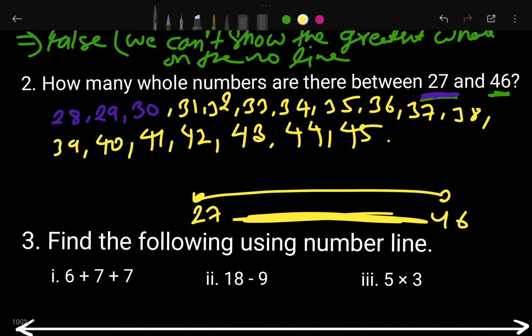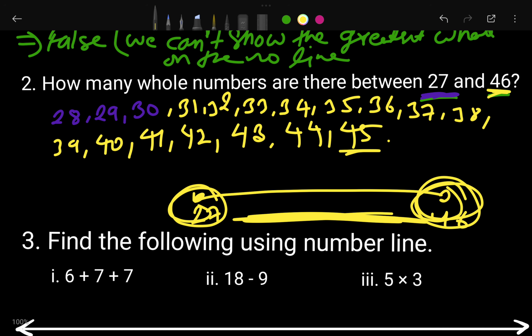Why didn't I write 26? Because 26 is already given, that's why I didn't write it. Why did I write till 45? Because 46 is already given here. That's why I didn't write 26 and 46, because we have to find the numbers between them only. So we cannot write 26 and 46. We directly write whatever numbers occur between 27 and 46.